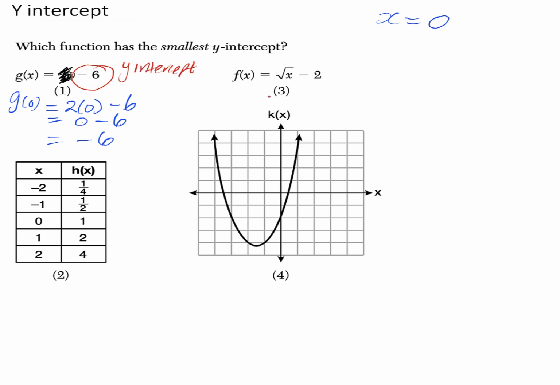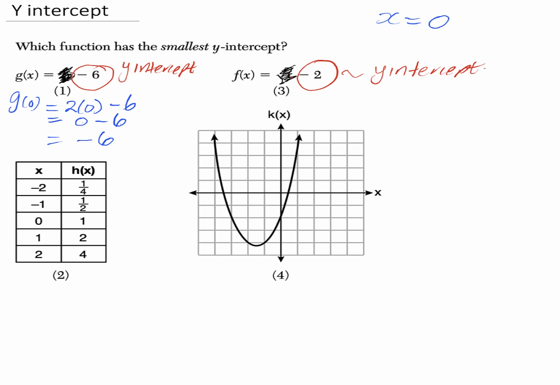Let's look at number 3 here. You have f of x equals the square root of x minus 2. What will be your y-intercept? Again, your x is 0. 0 times anything is 0. So we really don't need to do the mathematics. This is gone because it's going to be 0. And what are you left with? Negative 2. So your y-intercept here is negative 2. And we did not have to do any calculations.